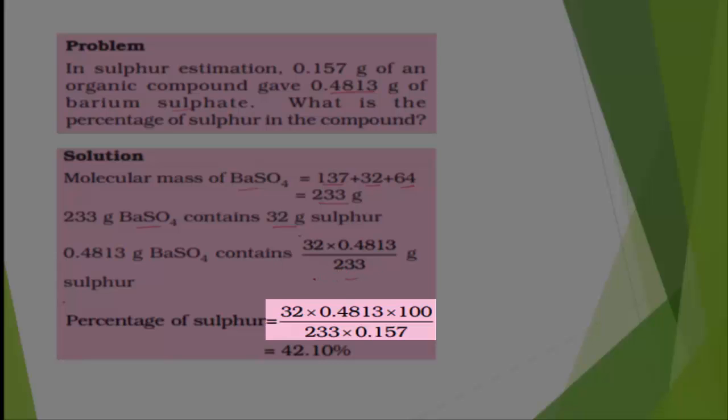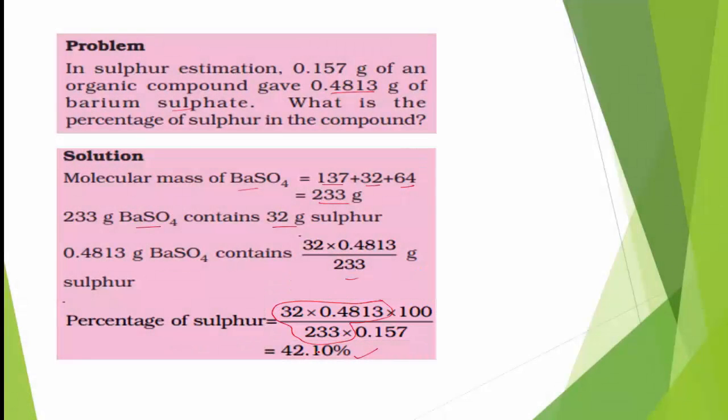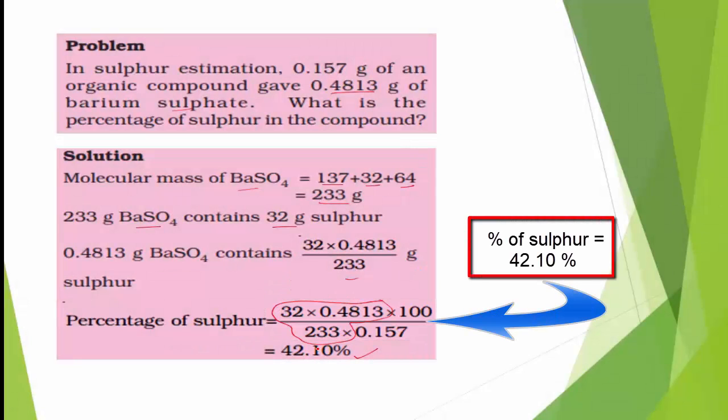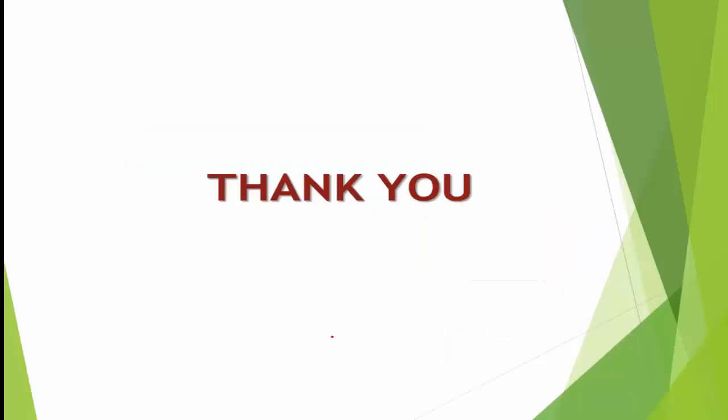Now for the percentage of sulfur, just divide this quantity by the amount of organic sample and multiply by 100. So we will get the answer as 42.10%. That's all. Thank you.